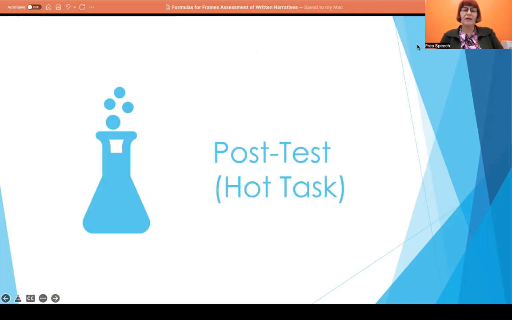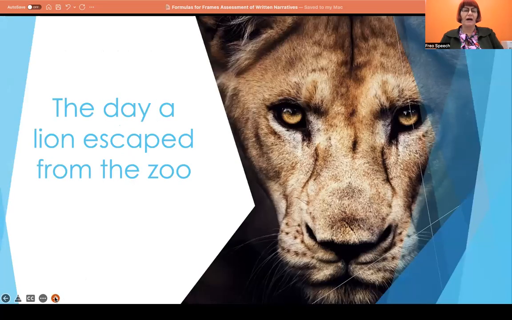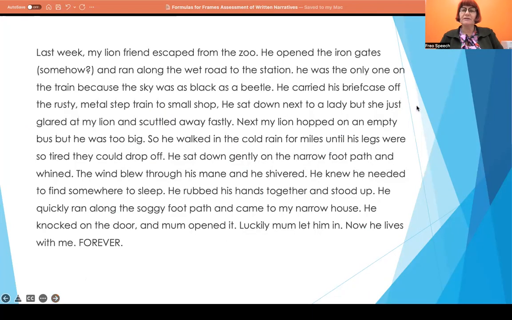So this is the hot task, and this was done in July. The cold one was done in April, the hot task in July, and the day a lion escaped from the zoo. So have a read of this.